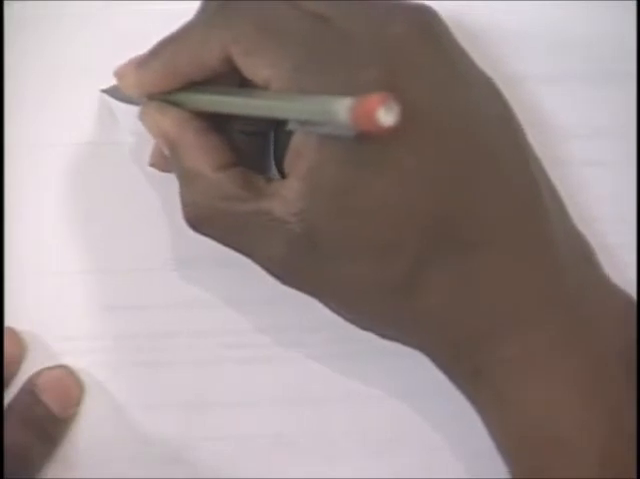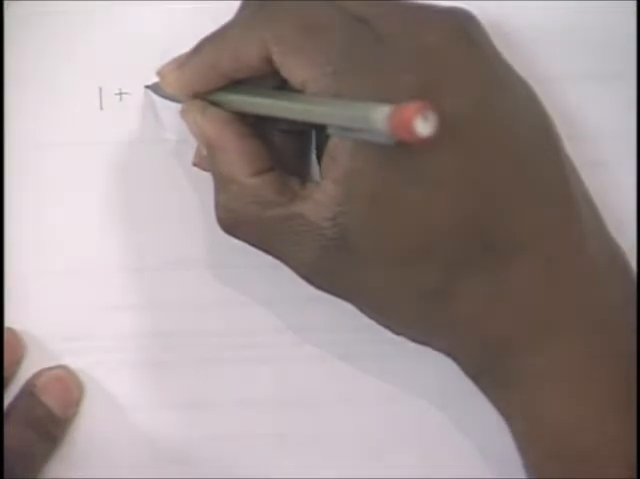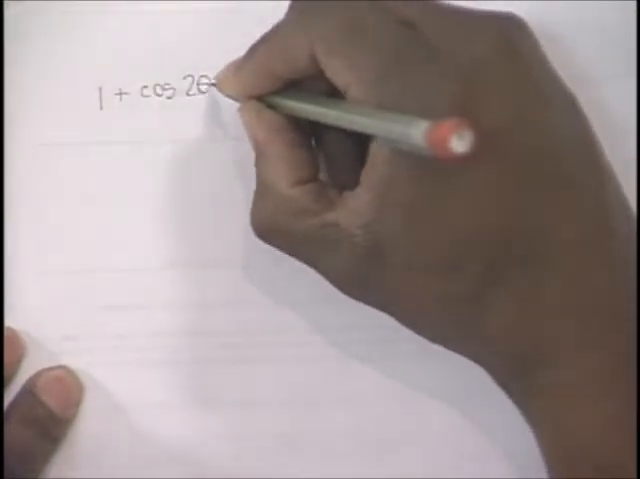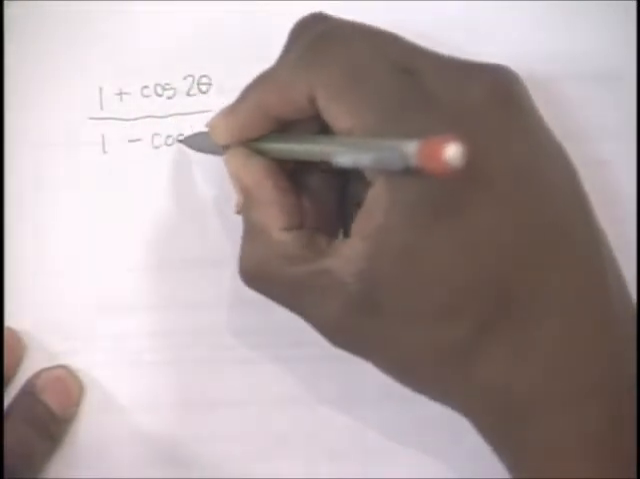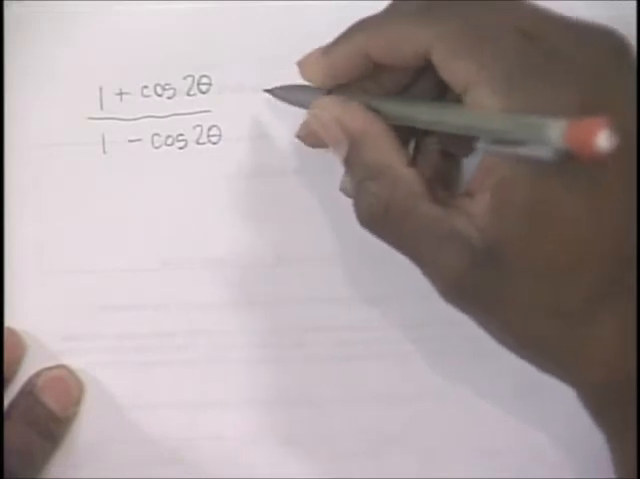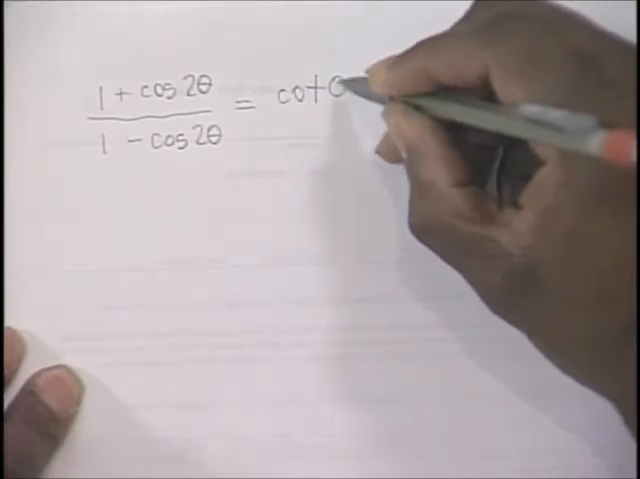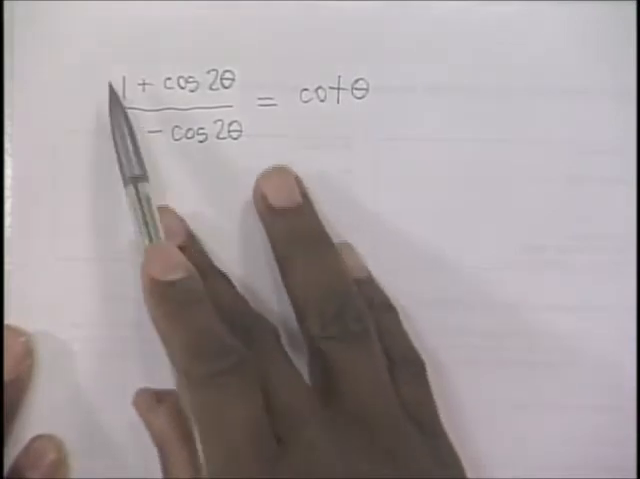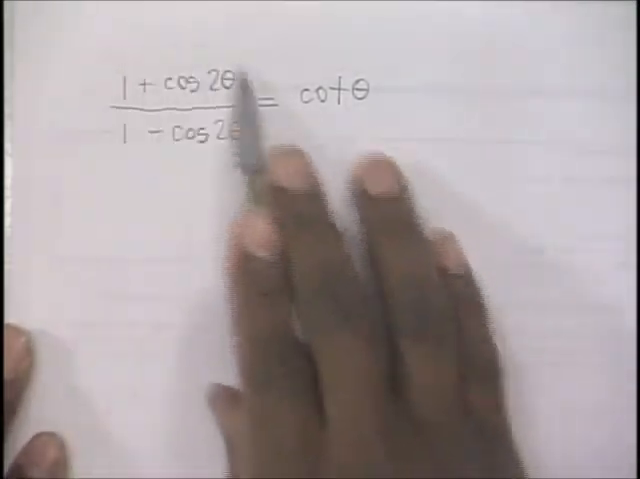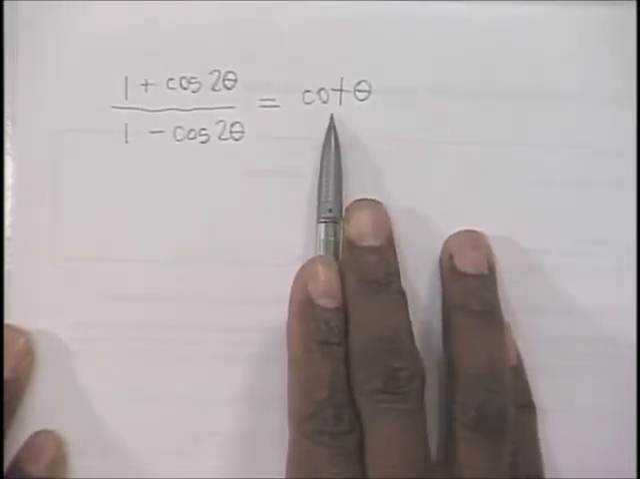Take 1 plus the cosine of 2 theta, minus 1 minus the cosine of 2 theta. And this problem says that this is equal to the cotangent of theta. Now, identities are different. This is not an equation. You're not solving for theta. What you're doing is taking something that looks very demanding and confusing, and simplifying it down to something that is much more manageable.